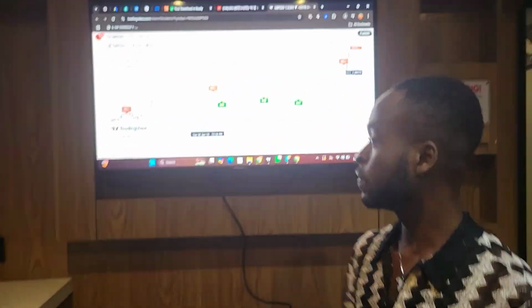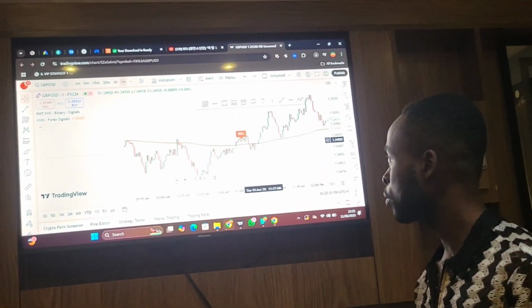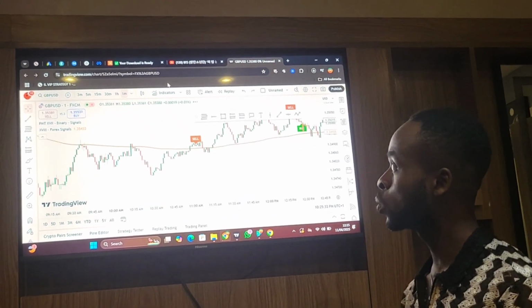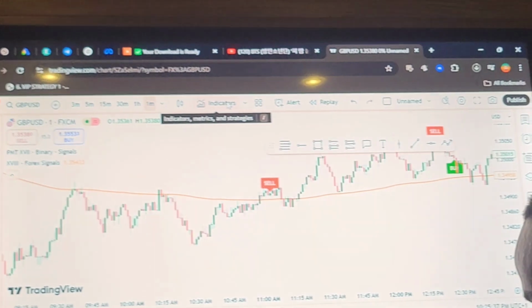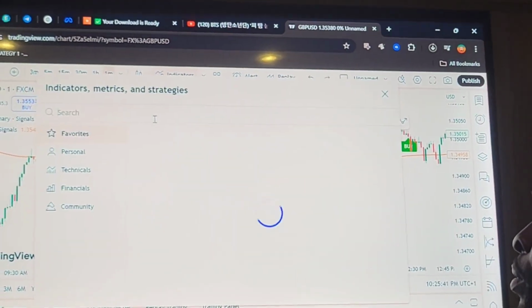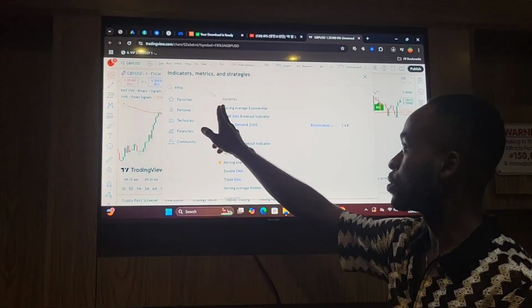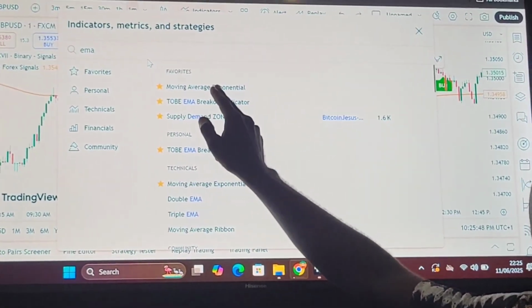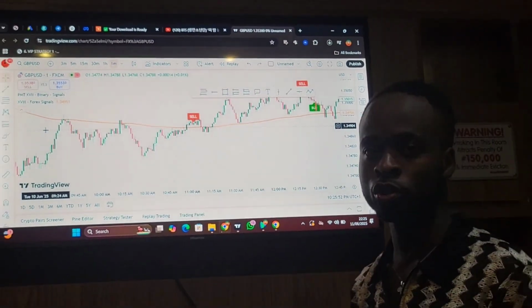And today's video I'll be showing you a very simple forex trading strategy. You want to look for an indicator called the 200 EMA line. So just come to this indicator section here. Then when you come to that place, search for EMA. Now when you search for that, you see this one called the moving average exponential, right? Add that to your chart and turn the settings to 200.